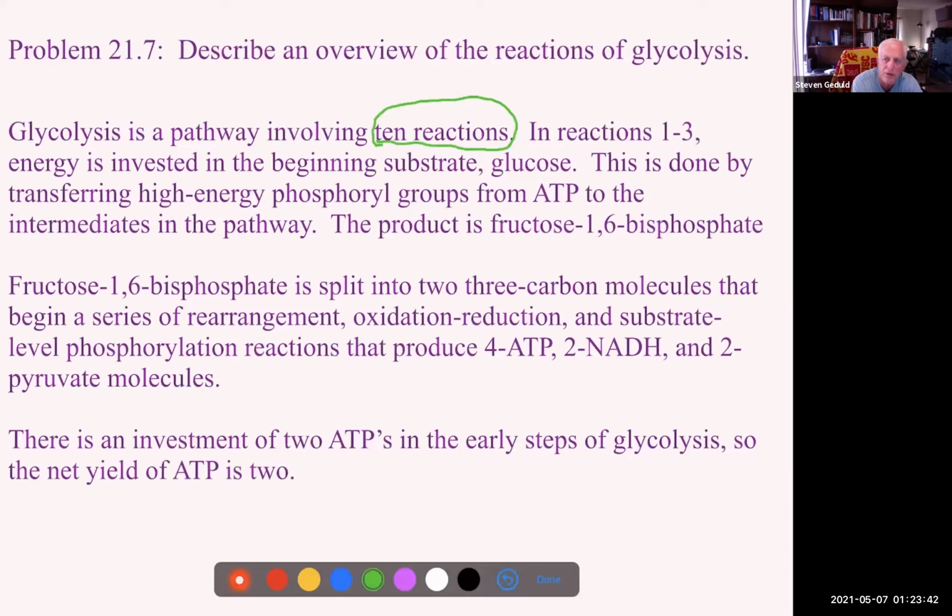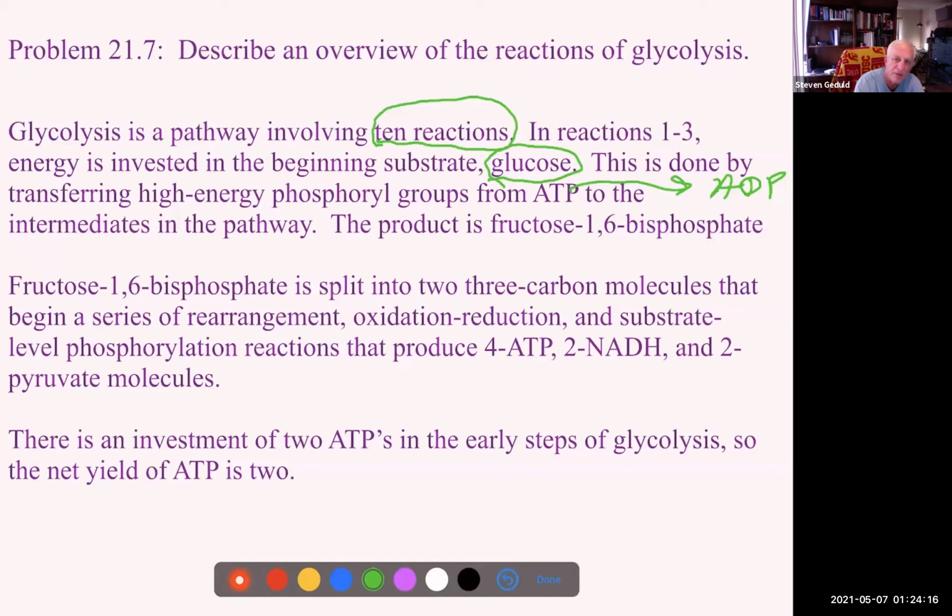In reactions 1 through 3, you need energy. The first 2 steps require ATP to go to ADP. So reactions 1 through 3, energy is invested in the beginning substrate glucose. So we're adding energy to glucose to begin the breakdown to form energy. This is done by transferring high energy phosphoryl groups from ATP to the intermediates in the pathway. So we're taking ATP and going to ADP and transferring that phosphoryl group to the intermediates along that pathway.